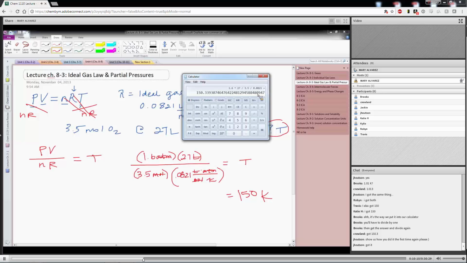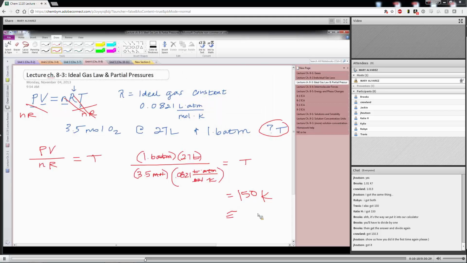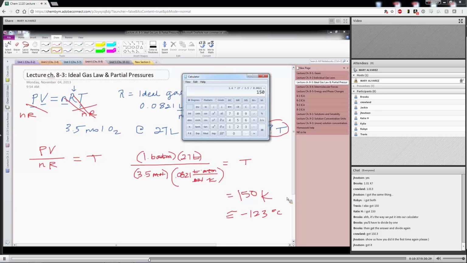And my lecture notes converts that to 423 degrees Celsius, which is quite obviously wrong to me. This should be about equal to negative 123 degrees Celsius, if you wanted to convert that to Celsius. So whatever my lecture notes say about 150 Kelvin being Celsius, just ignore that. Because it should be 150 minus 273.15. So about negative 123 degrees Celsius for your answer on that one.